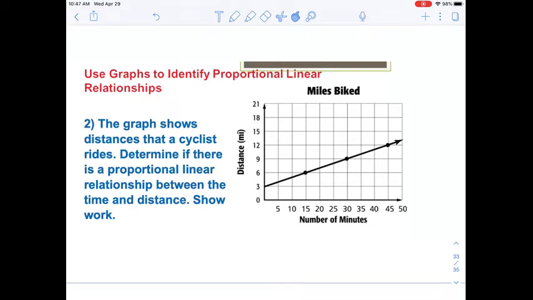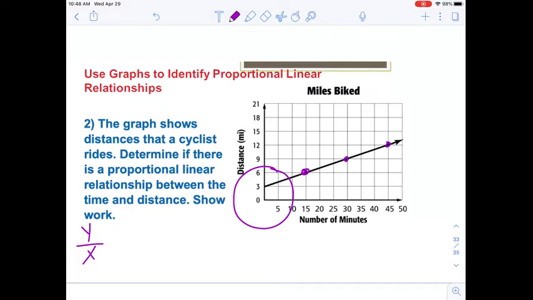So looking at this graph, it says the graph shows distances that a cyclist rides. Determine if there is a proportional linear relationship between the time and distance. Show your work. So just by looking at it right away, this line does not go through the origin. It does not go through 0, 0. Boom, it is not proportional. But to show our work, to just double check, all we have to do is take a couple y over x values for these points and see if they're the same.